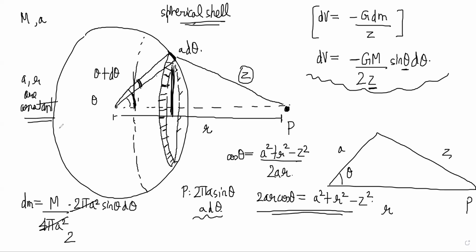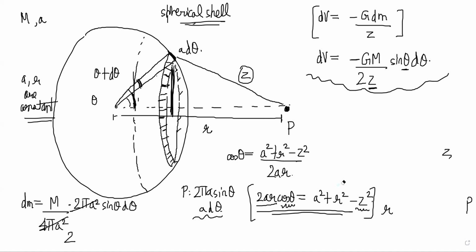What is changing is theta and z. So in this expression of the cosine rule, if I differentiate now, a and r are constants. So differentiation is only with respect to theta here and only with respect to z here. If you do that, you will basically get minus 2ar sine theta d theta is equal to minus 2z dz, because this is constant.